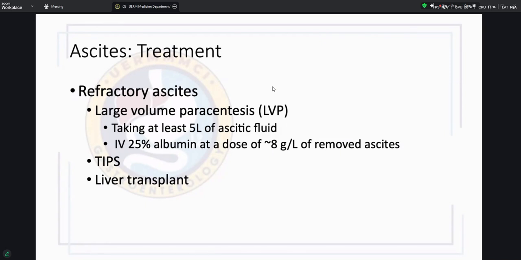Another option actually, though not in Harrison's but is a common practice here, is placing a pigtail catheter and keeping it in place instead of just doing a large volume paracentesis. So with this option, the patient can drain the fluid at home every day, and they will be taught to drain a certain amount of fluid every day, but the risk, of course, is infection on the site.